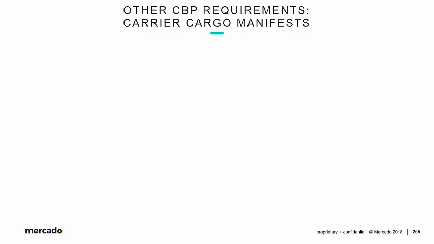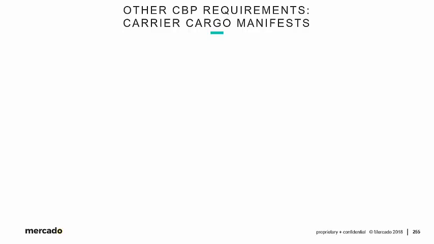Section 36 is an important one because it talks about other CBP requirements, carrier cargo manifests. We're not talking about entries here. We're not talking about all the stuff that the importer of record has to do. We're talking about information that the actual carrier, the steamship line, the trucker, the airline, etc., has to provide US CBP in the form of a cargo manifest.